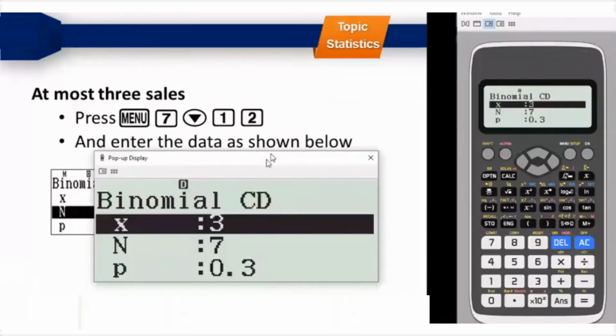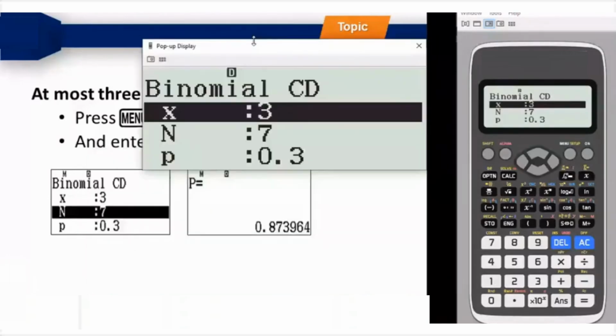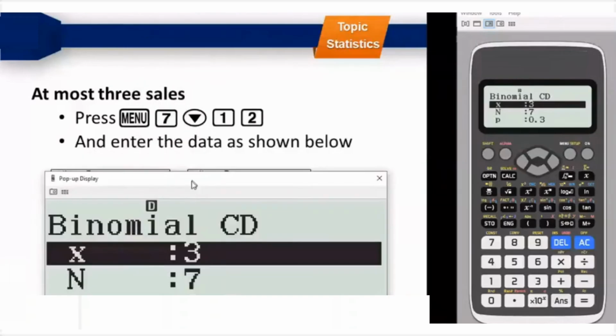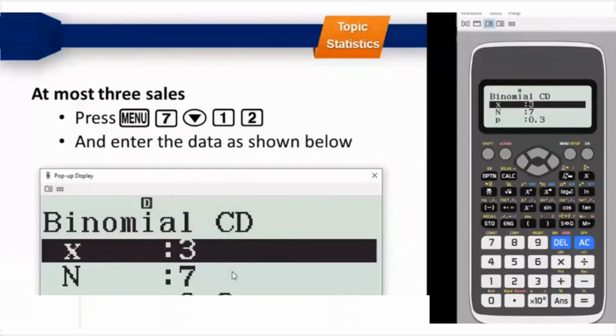X is 3. Why X is 3? X is 3 because at most 3 sales, the maximum value is 3. N is 7 because fixed number of trial is 7. P is 0.3 because the probability of favorable outcome is 0.3.